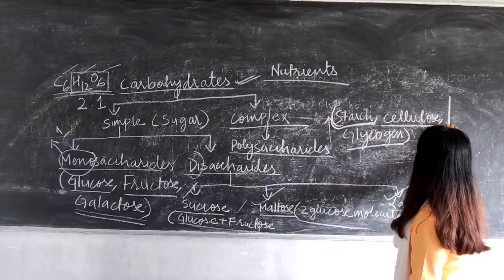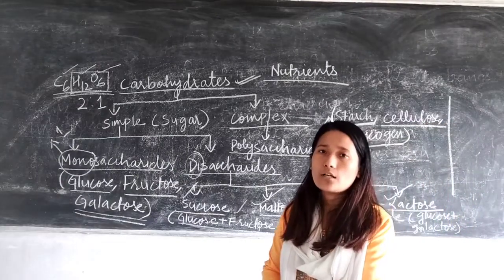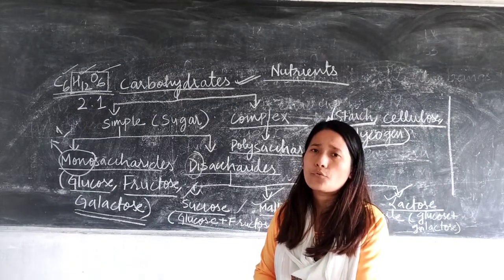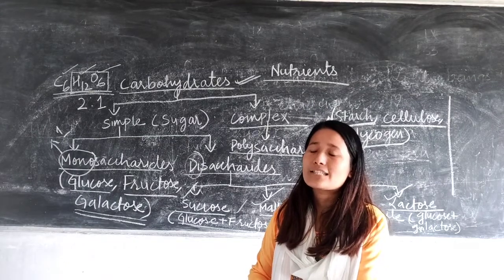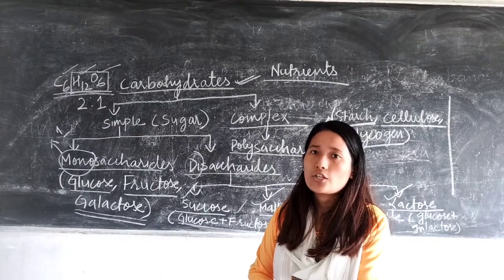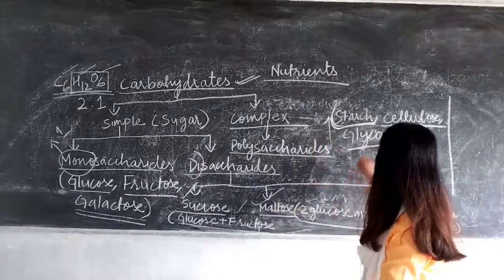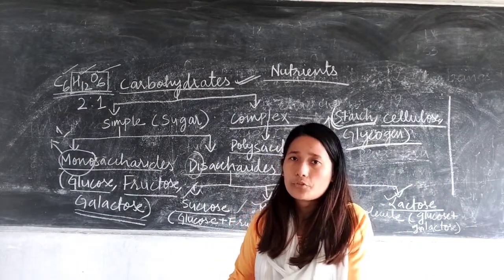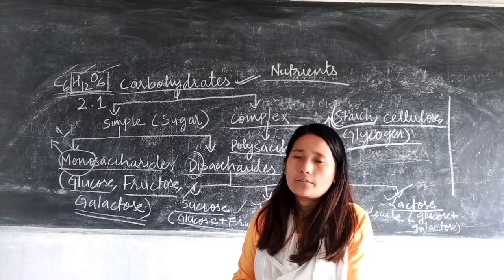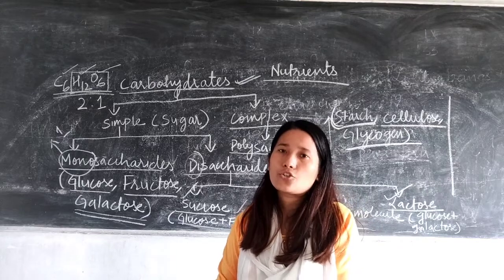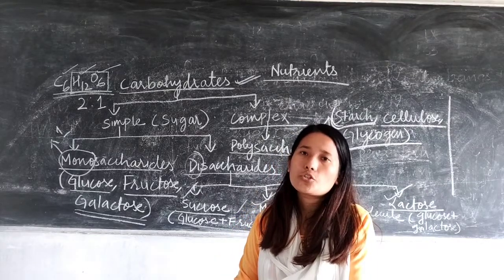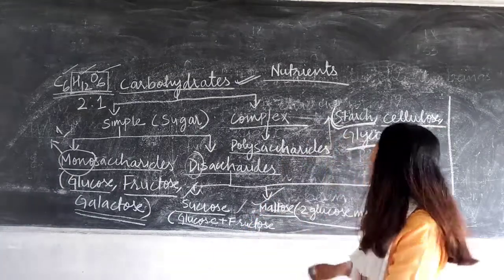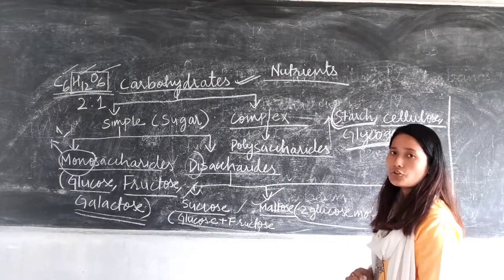Another one is cellulose. Cellulose forms the cell wall in plants. It is not digestible in human beings, but it helps improve bowel movement, providing roughage so that digestion becomes easier. Next is glycogen. The glucose produced within the human body is also soluble, so it has to be converted and then stored. Glucose is converted into glycogen and stored in the liver or in muscles, so that it can be utilized later on.